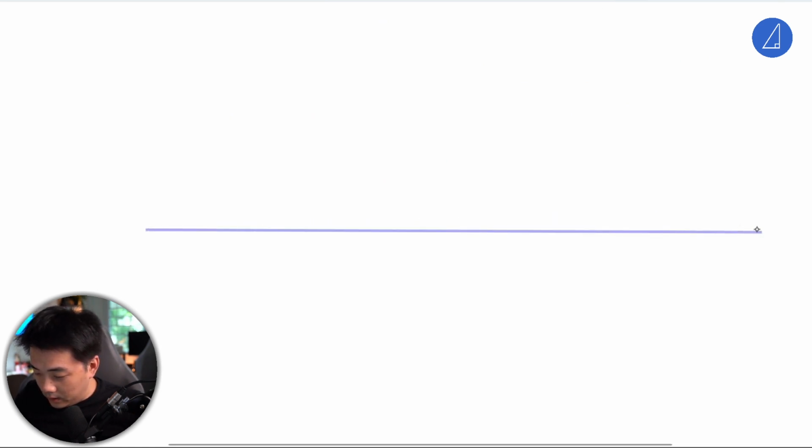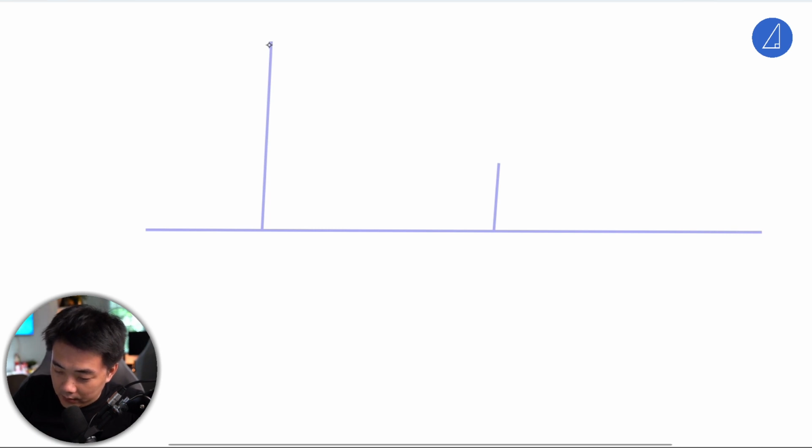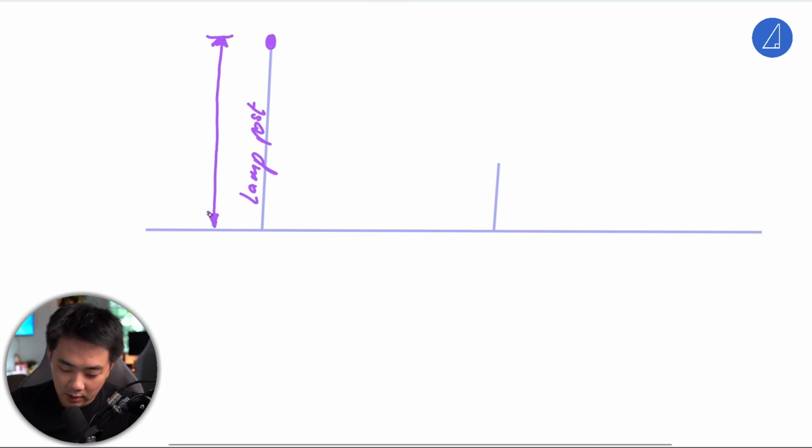The question is essentially, if there's a ground here, there's a lamppost and there's a man. The lamppost here is 8 meters tall, and the light source is right at the top, at the tip. Like I said, this question is not very clear, but we just make do with what we have.